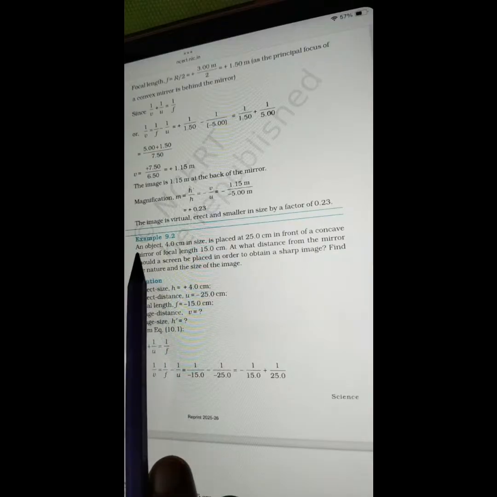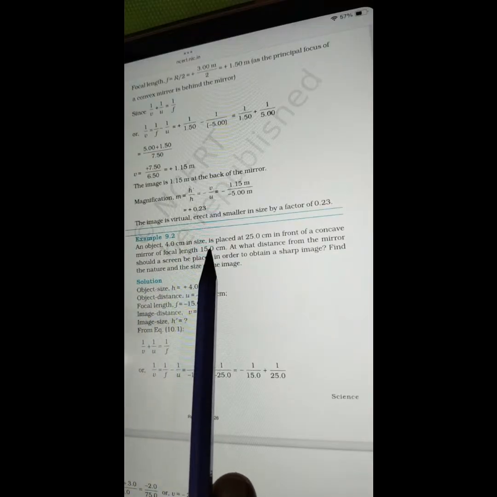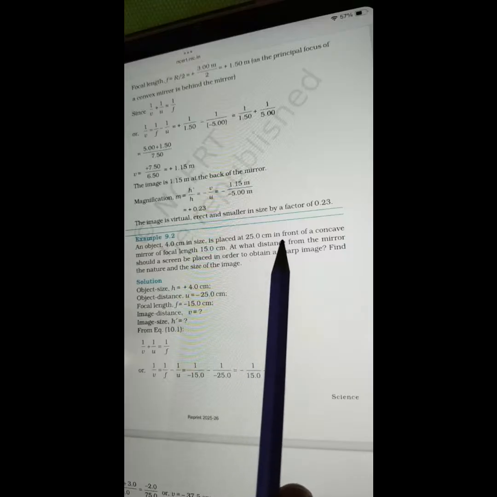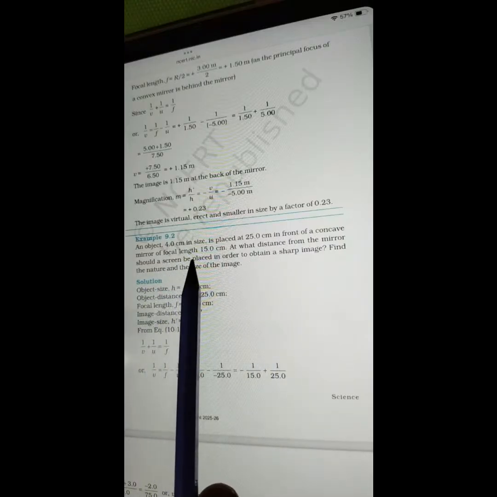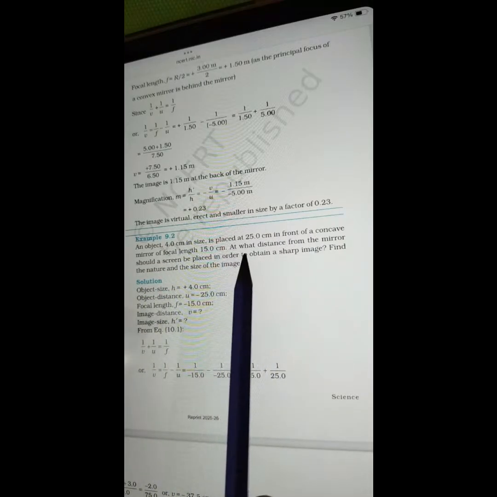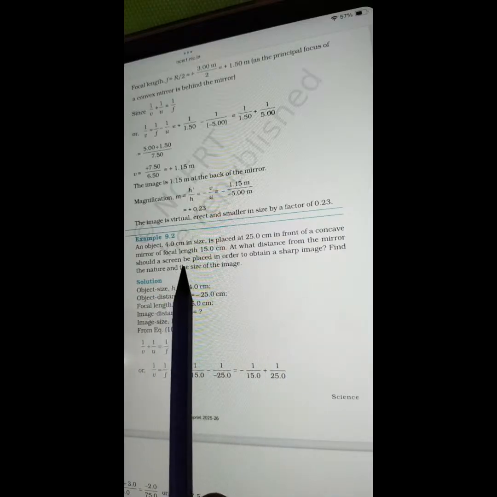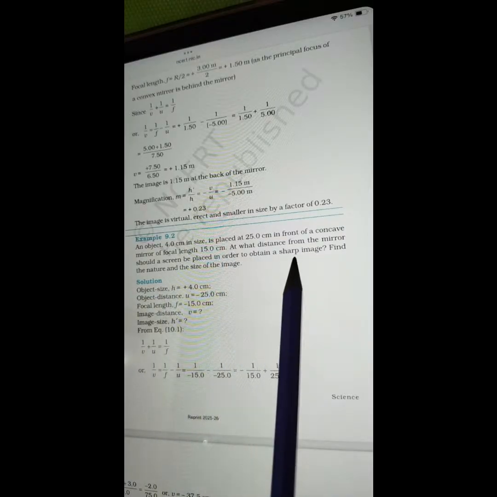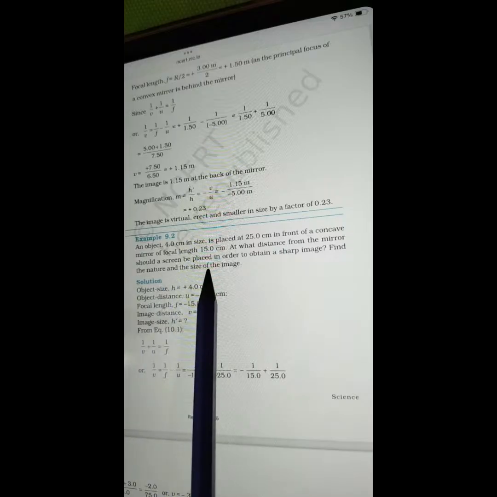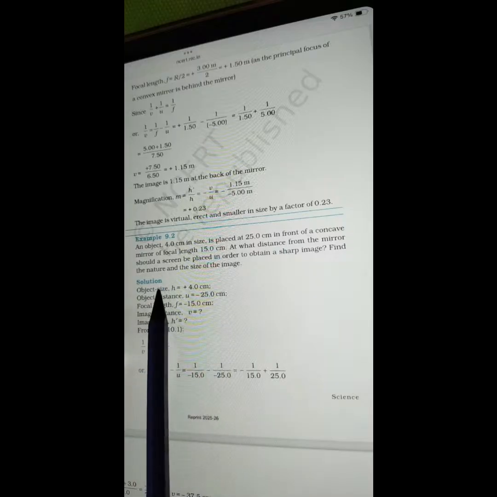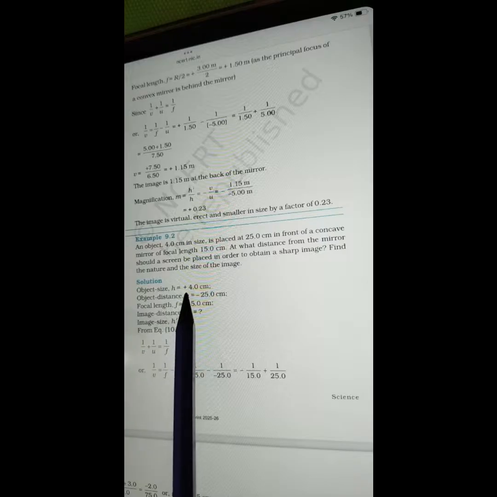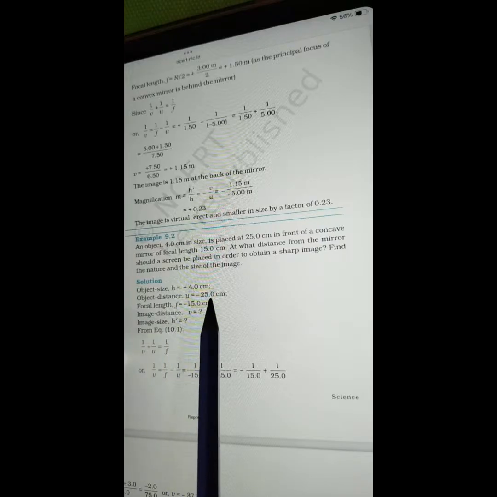Example 9.2. An object 4 centimeter in size is placed at 25 centimeter in front of a concave mirror of focal length 15 centimeter. At what distance from the mirror should a screen be placed in order to obtain a sharp image? Find the nature and the size of the image. So solution. h is given to you, plus 4 centimeter. Distance u is minus 25 centimeter.